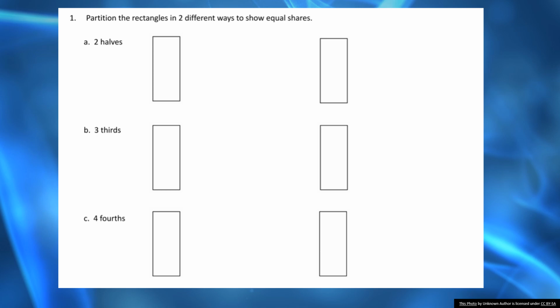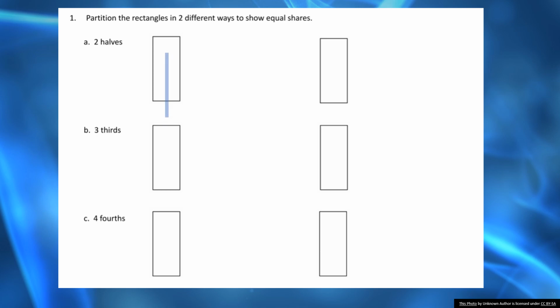All right, so halves is the only word form of the fraction that doesn't sound like the number of pieces that you have to divide it into. So for halves, you know how to cut something in half, right? You just chop it in half straight down the middle. So that's what we're going to do. We're going to partition these shapes into halves.